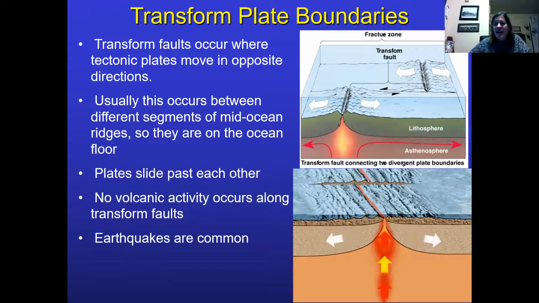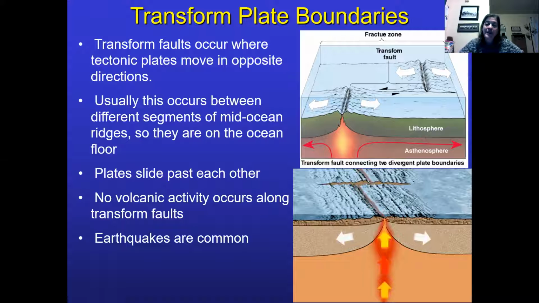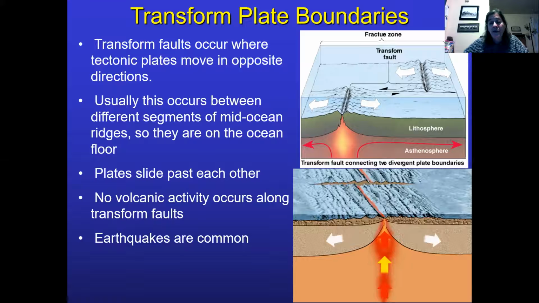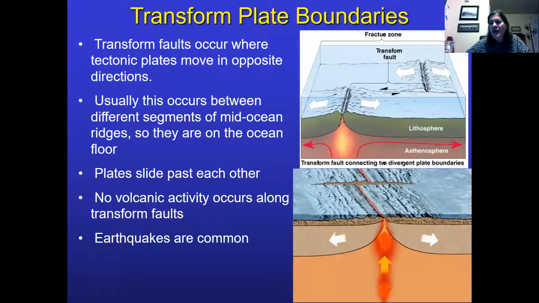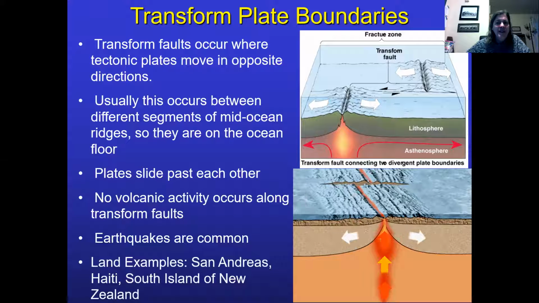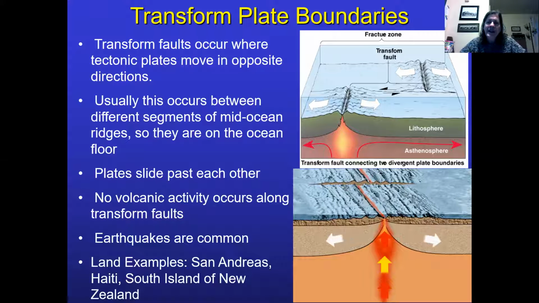And you're not going to get volcanoes because nothing's going down, nothing's melting, but you do get earthquakes, and sometimes fairly big earthquakes. Not as big as at convergent boundaries, where you have all that pressure building up and can get up to size 9 earthquakes, but at transform boundaries, you can get up to size 8 earthquakes. So examples, you all know about the San Andreas, but also Haiti and the South Island of New Zealand are 2 more. And these are land examples.